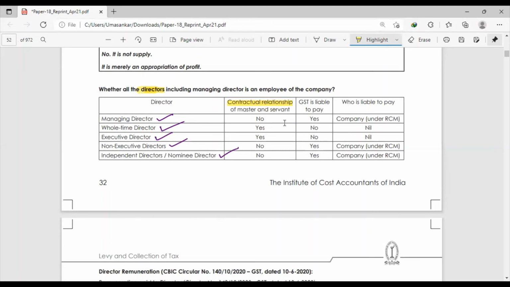Full-time director, there is no contractual relationship, so no GST will be payable. Executive director, yes, employment relationship is there, so no GST. A non-executive director, no contractual relationship, means they have an employment contract. Sorry, I said it wrong. Non-executive director, there is a contractual relationship, so GST is liable to be paid, but under RCM. Similarly, independent directors, they have a contractual period, meaning a short period. Okay, so GST will be paid under RCM.